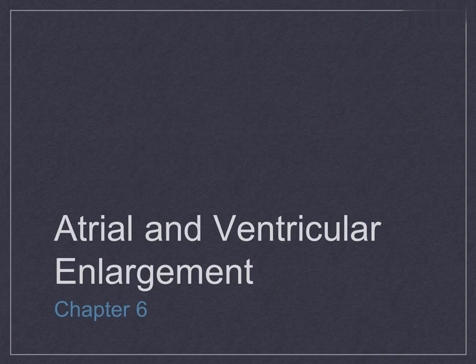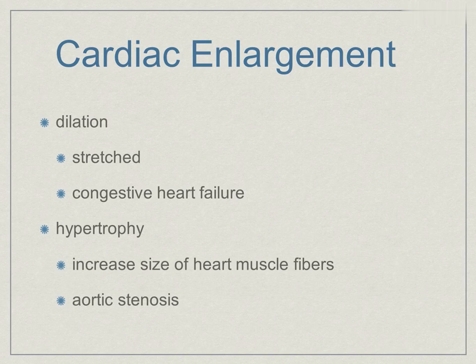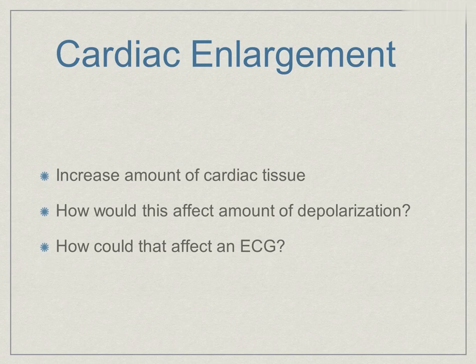Atrial and ventricular enlargement. Chapter 6. Cardiac enlargement, dilation, stretched, congestive heart failure. Hypertrophy: increased size of heart muscle fibers. Aortic stenosis. Cardiac enlargement: increased amount of cardiac tissue.